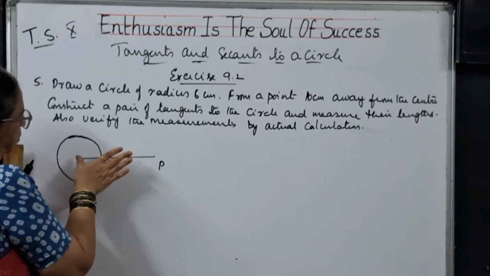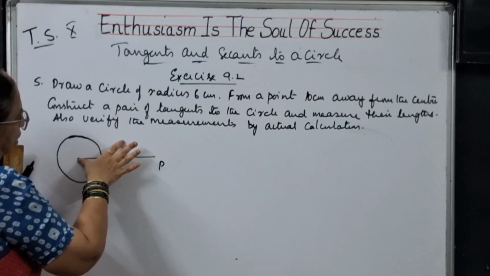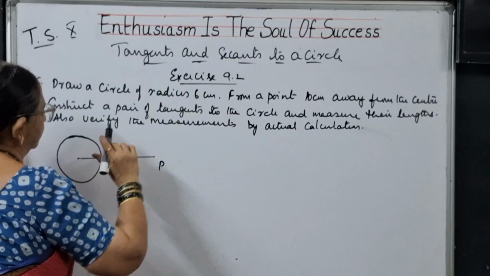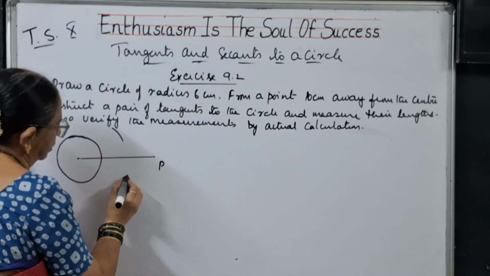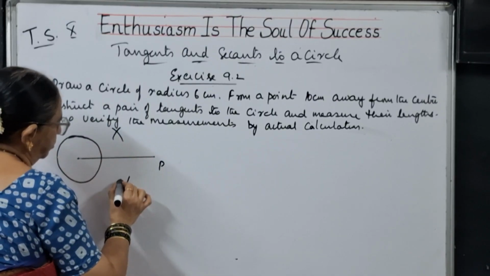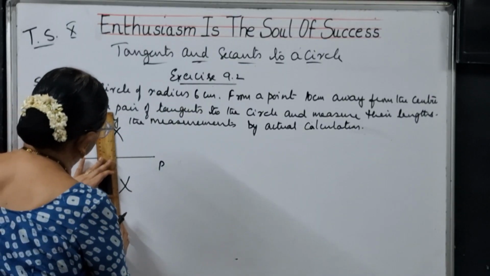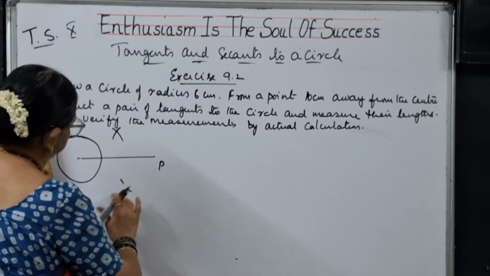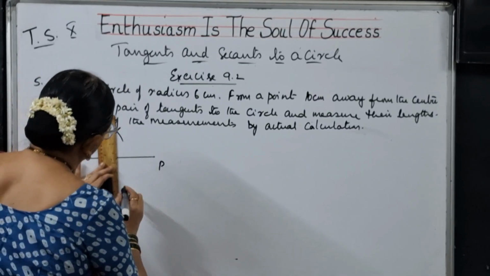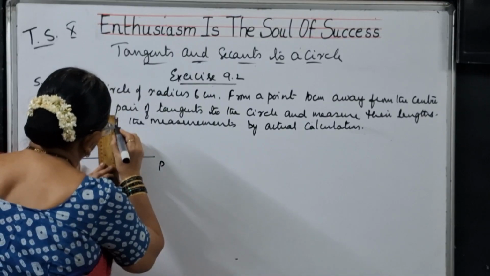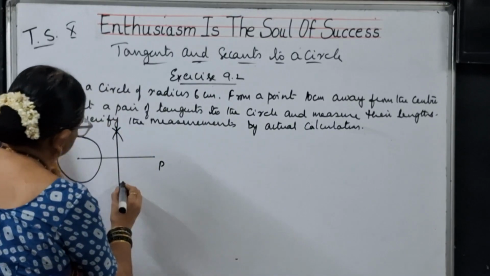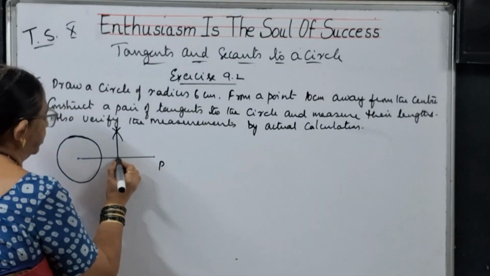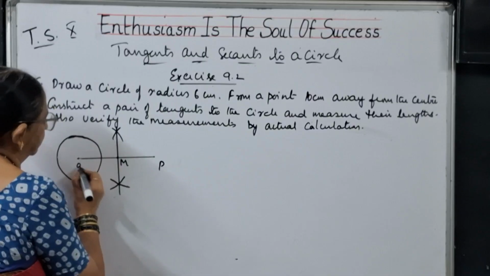How? With the help of compass, more than half of it, one arc here, one arc here. Without disturbing it, P as a center, one arc. Already I have told you, children, earlier. So like this, you'll be getting two arcs. Now, when you join the two arcs, you are getting a perpendicular bisector with M as the center.